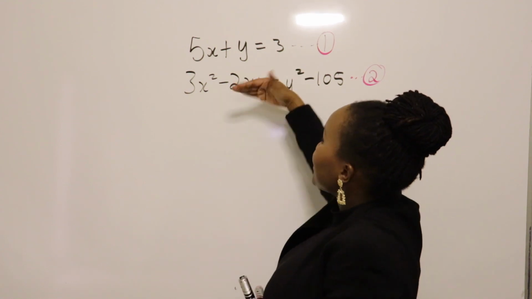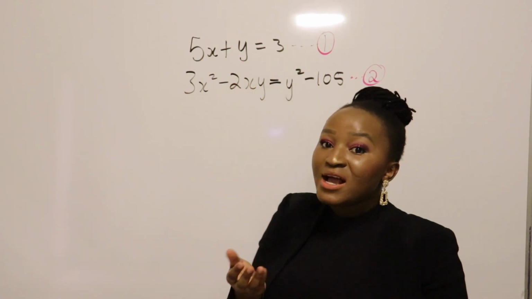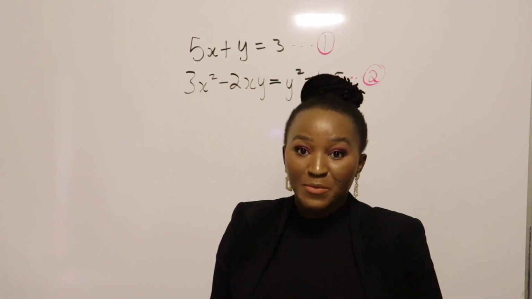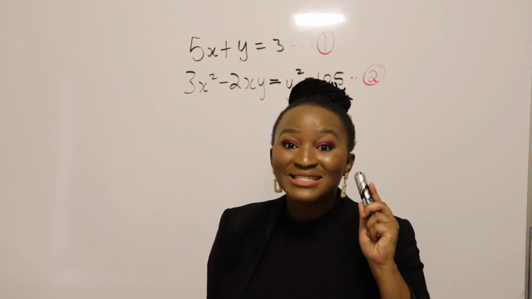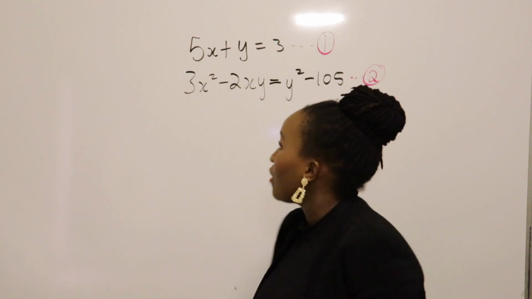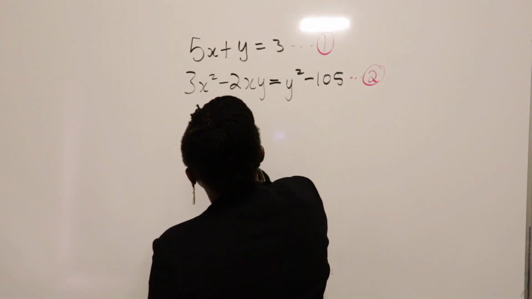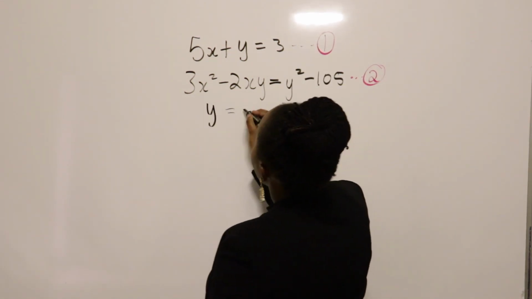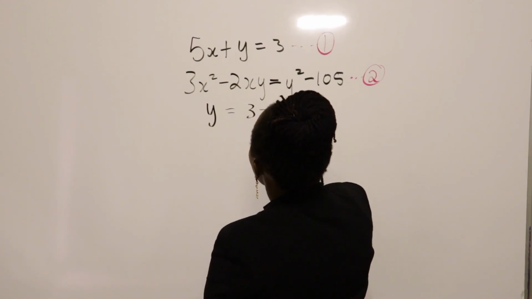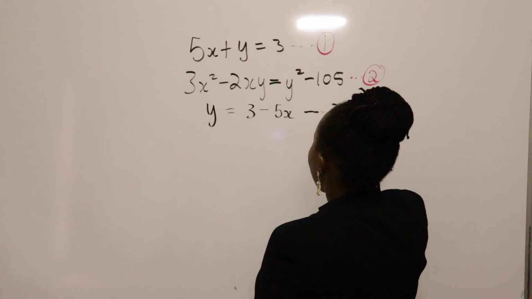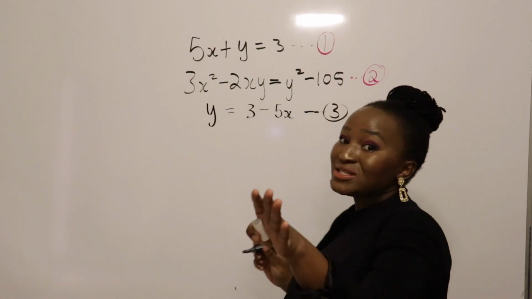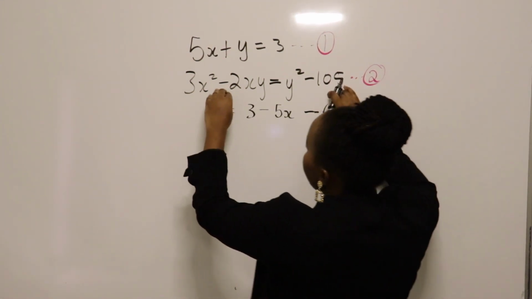Now, we need to take the simple equation and make one variable the subject of the formula. In this case, it's very simple for me to make y the subject of the formula. So I'll go ahead and say y is equal to 3 minus 5x. I can call this equation 3. Now I'm going to substitute equation 3 into equation 2.